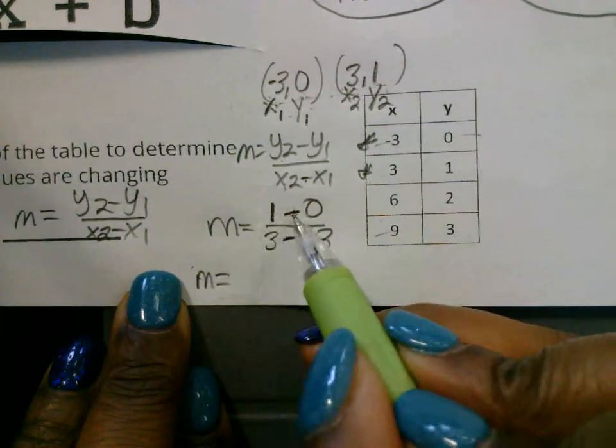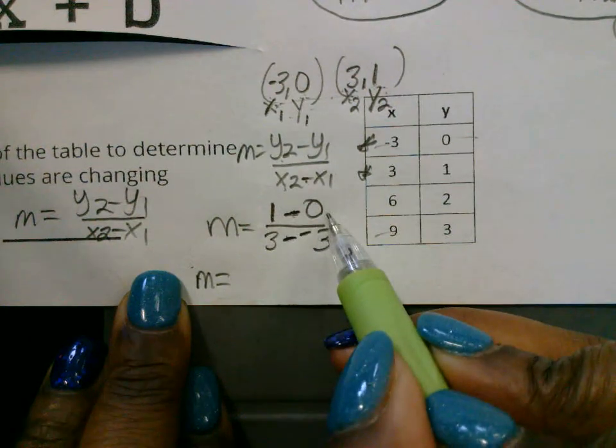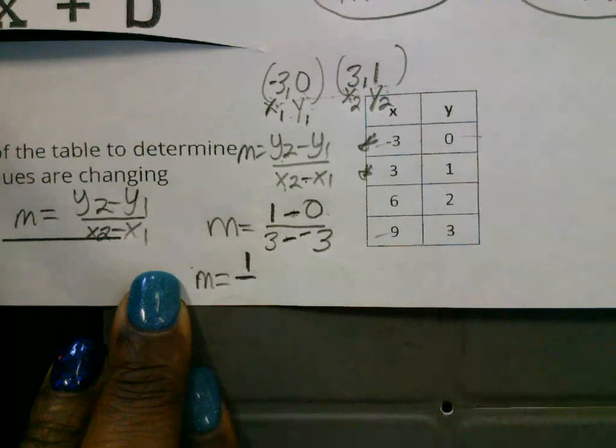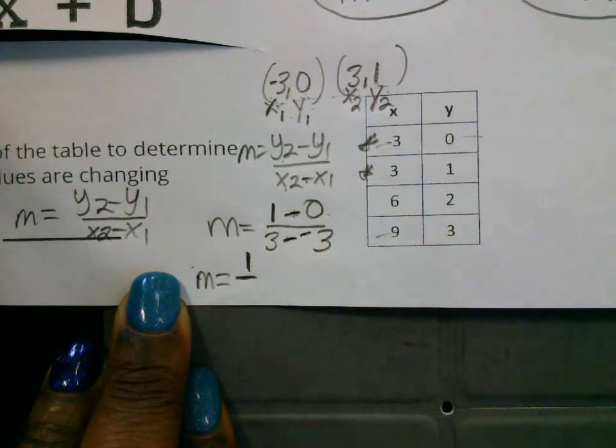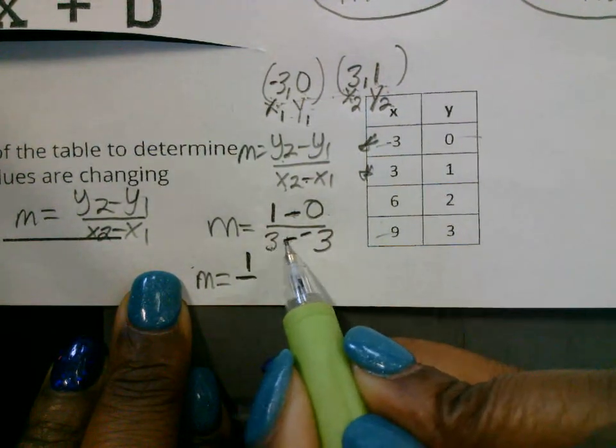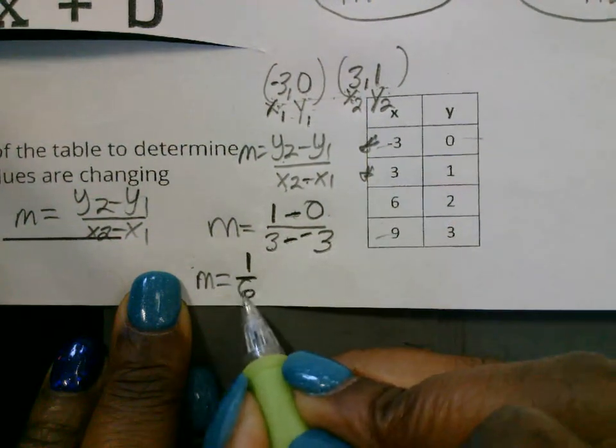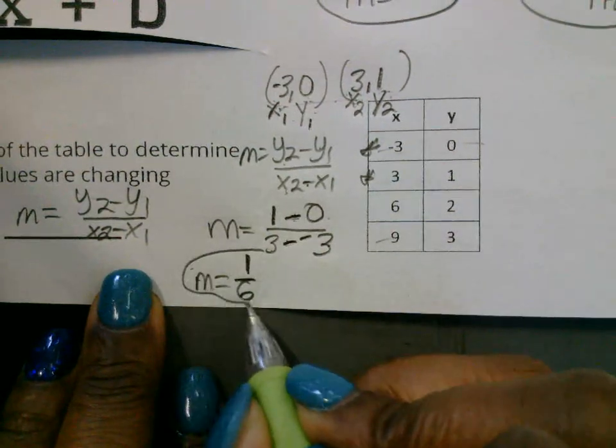What's 1 minus 0? 1. It's 1. If you forgot your rules for integers, please type this in. 3 minus a negative 3. Positive 6. This is your answer.